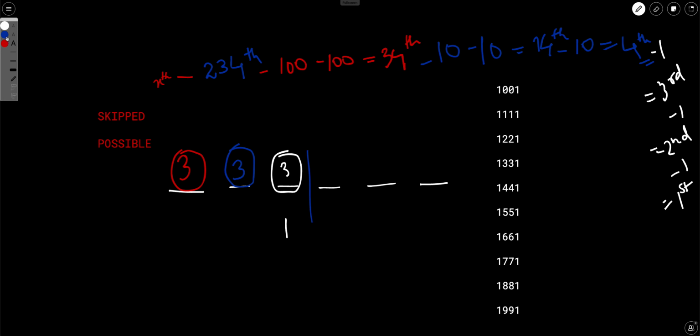Now after doing this, we will just replicate this on the right hand side. So the next will be 3, 3 and 3. So hope the approach is clear.